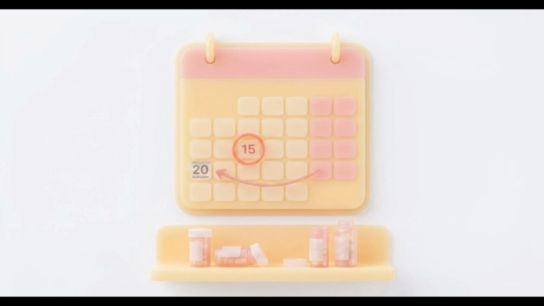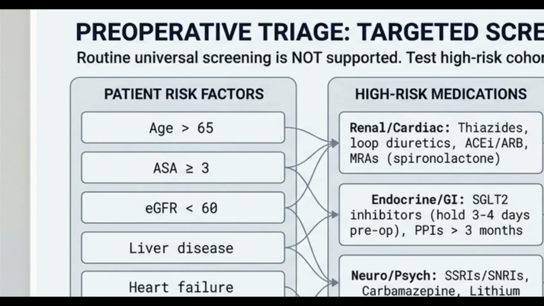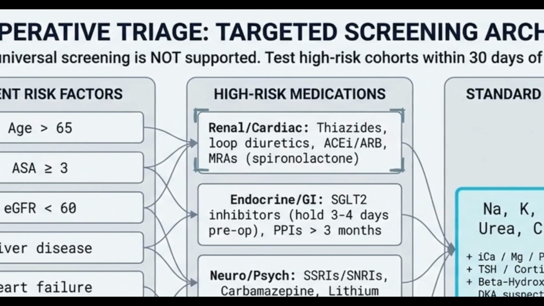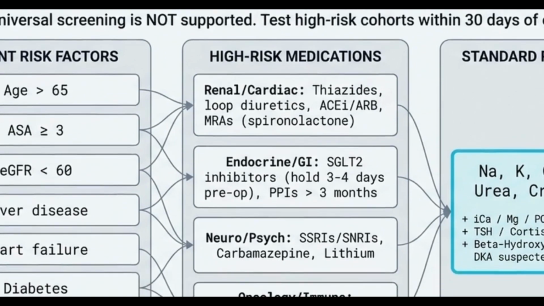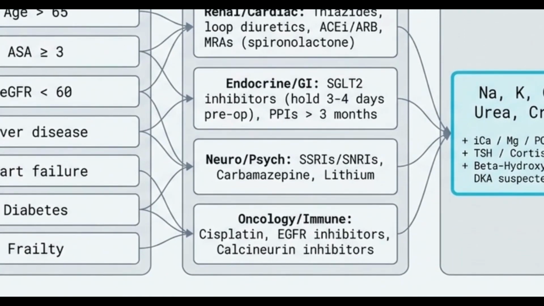We restrict testing to specific markers of frailty and high-risk pharmacological profiles, specifically evaluating medications taken within 30 days of elective surgery. This screening matrix establishes mandatory testing criteria: patients over 65, ASA 3 or higher, or eGFR below 60. We strictly evaluate high-risk medications: thiazides, loop diuretics, ACE inhibitors, and MRAs. We must also screen SGLT2 inhibitors, chronic PPIs, and nephrotoxic oncology agents like cisplatin.